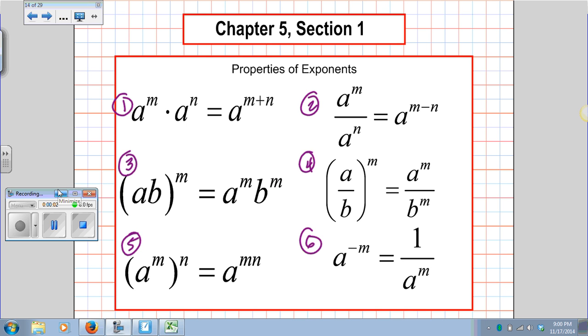Hi everybody. I have some properties of exponents for you that I'm going to explain on the next couple of slides. So what I'd like for you to do is pause and write down these 6 properties of exponents. Now your book gives them names, but the names aren't as important to me as you knowing how to use them. So we'll get into that. Now would be a good time for you to pause and write down these 6 properties of exponents.